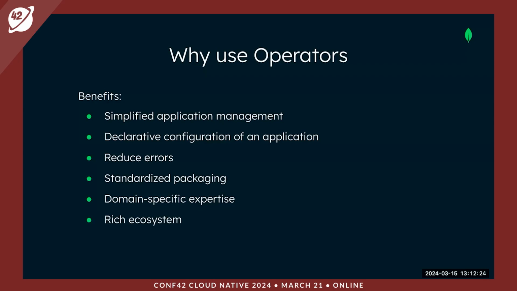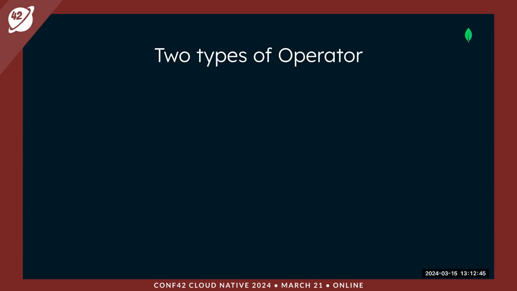Finally, a rich ecosystem of operators exists for various applications and functionality. So you can find pre-built operators for popular databases like MongoDB, monitoring tools, and other popular components, which saves you time and effort in managing them individually. But not all operators are alike. So Kubernetes operators can be broadly categorized into two types based on the resources they manage.